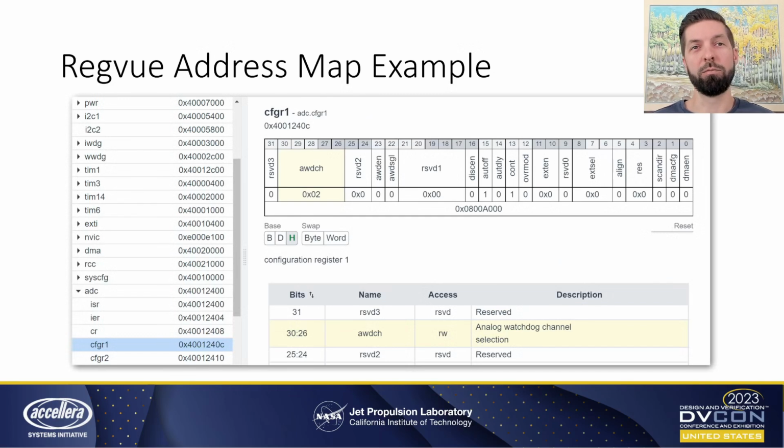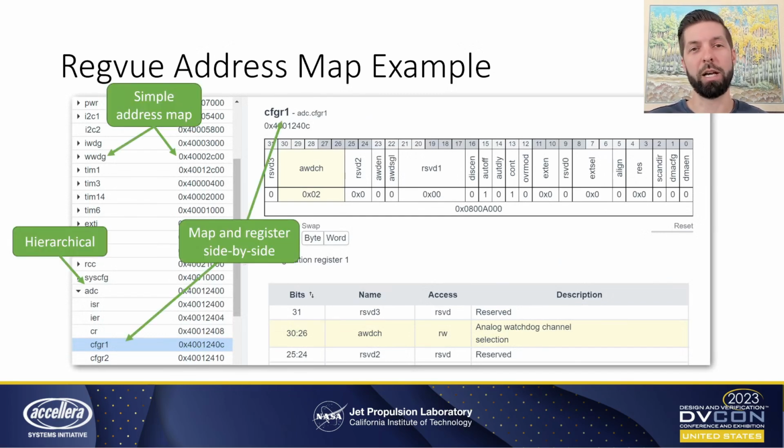Now, if we look at Regvue, we have everything side by side. You have the address map on the left. It's a simplified address map. And then you have the detail for the register on the right. And the address map is hierarchical, a tree view, if you will. So you can get the 10,000 foot view, right? See all the blocks in the system. And if you want the detail, you can expand each individual block and see subblocks and subregisters.